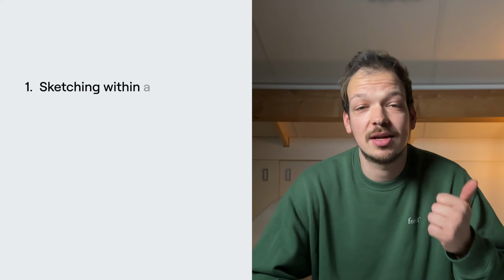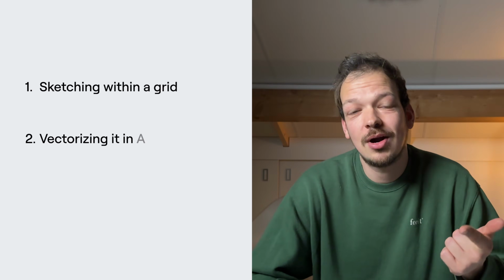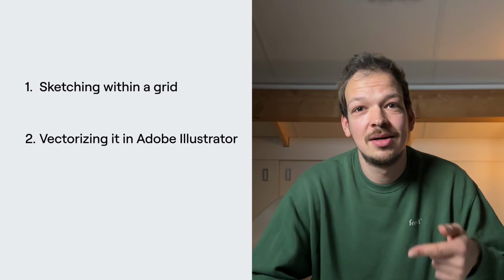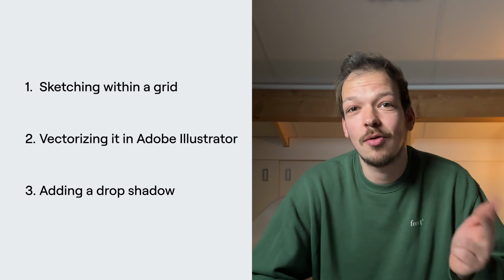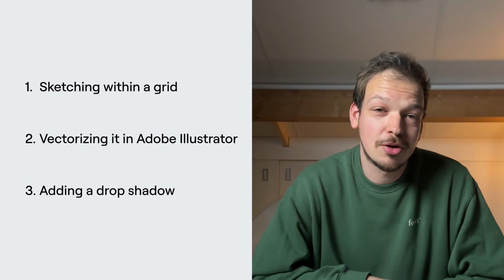And in this video you will learn how to create a structured custom logotype by first sketching within a grid, then vectorizing in Adobe Illustrator, and finally adding a sleek drop-down shadow, also in Adobe Illustrator. Let's get started. So first, setting up the grid, the foundation of a strong logotype.